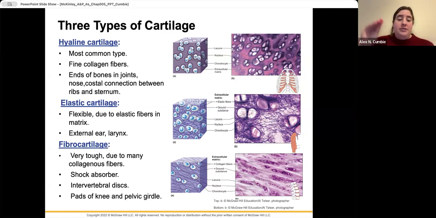Okay, so it has to be super tough. You also find it in areas of high pressure, like the knee or the pelvic girdle. We'll get more into these as we get into the skeletal system as well with cartilage.